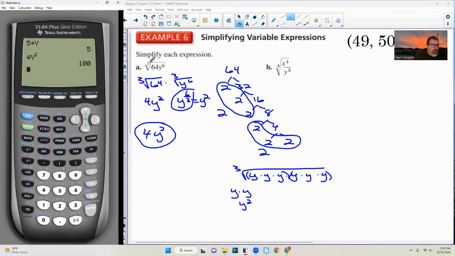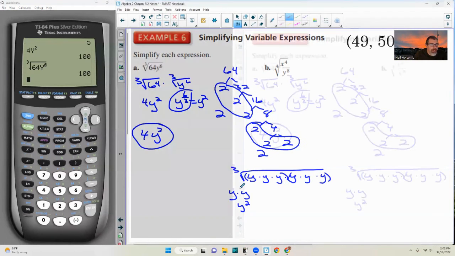So if I do the cubed root of 64 times y to the 6, I should get the same answer. So I go math 4 for the cubed root, 64 alpha y to the power of 6. Okay, that's my original. I should get 100 again. And there it is, 100. So that is the right answer. So that's a really neat way to check with radicals or with variables using the calculator.